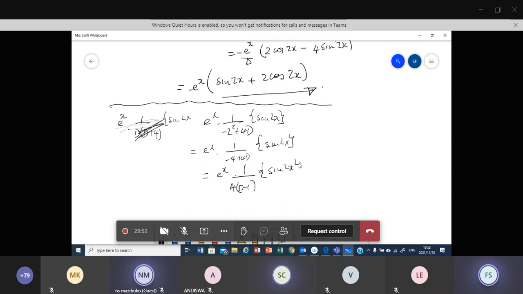Now, the next thing that you'll do is e to the power x, 1 over 4. Then you expand that.